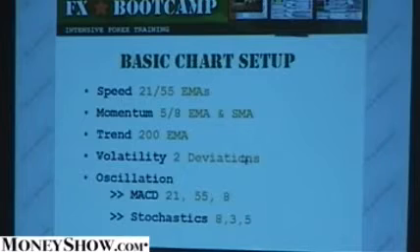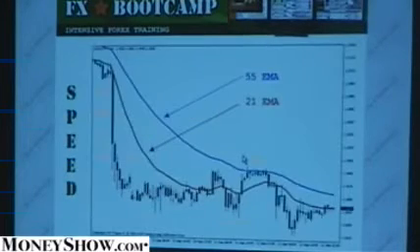Okay. Now this presentation will be made available on fxbootcamp.com and on moneyshow.com. So I'll get you these slides, okay? So you don't have to start memorizing this. Remember, don't memorize the numbers. The idea here is I'm trying to separate market action from price action. Let me explain that. Okay, the 21 and 55 represents the speed of the market.